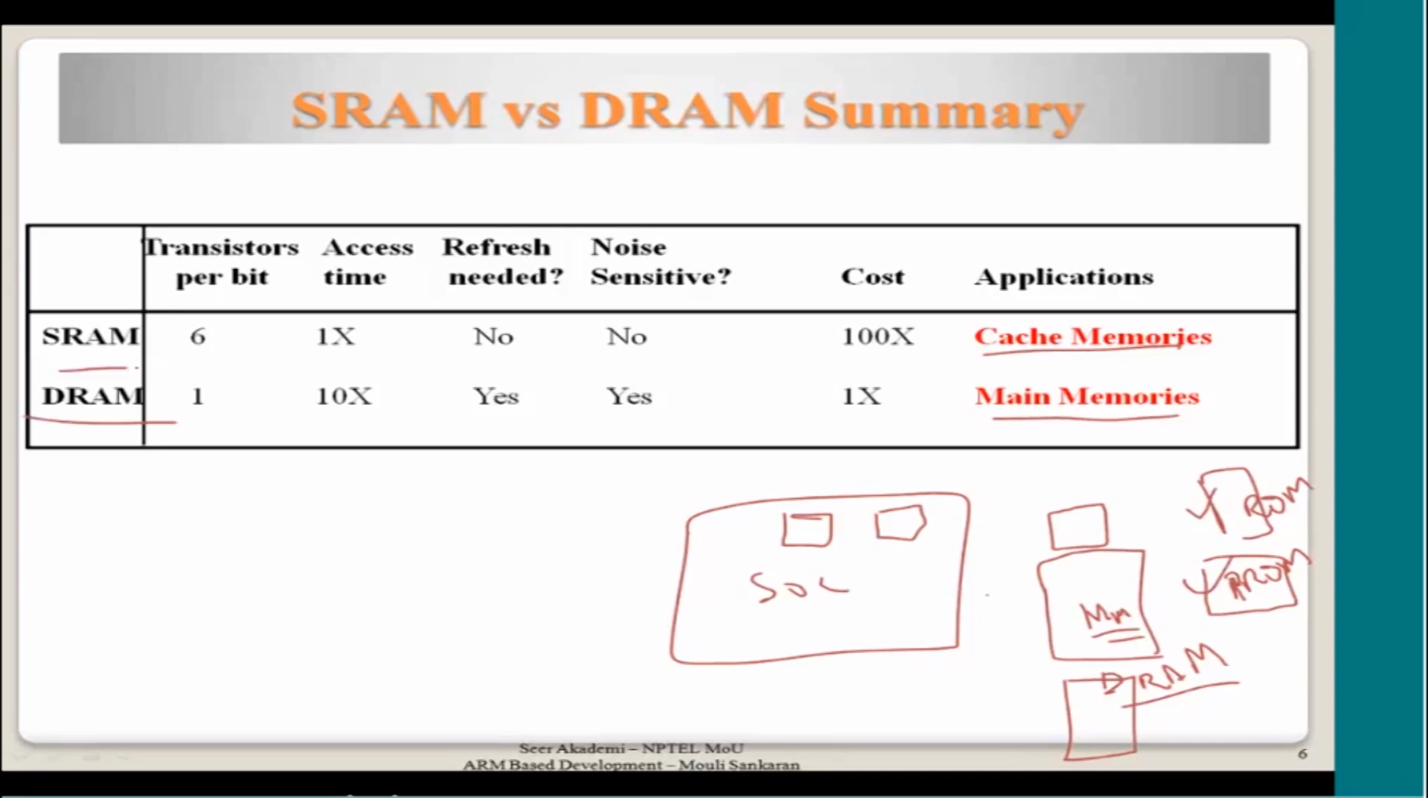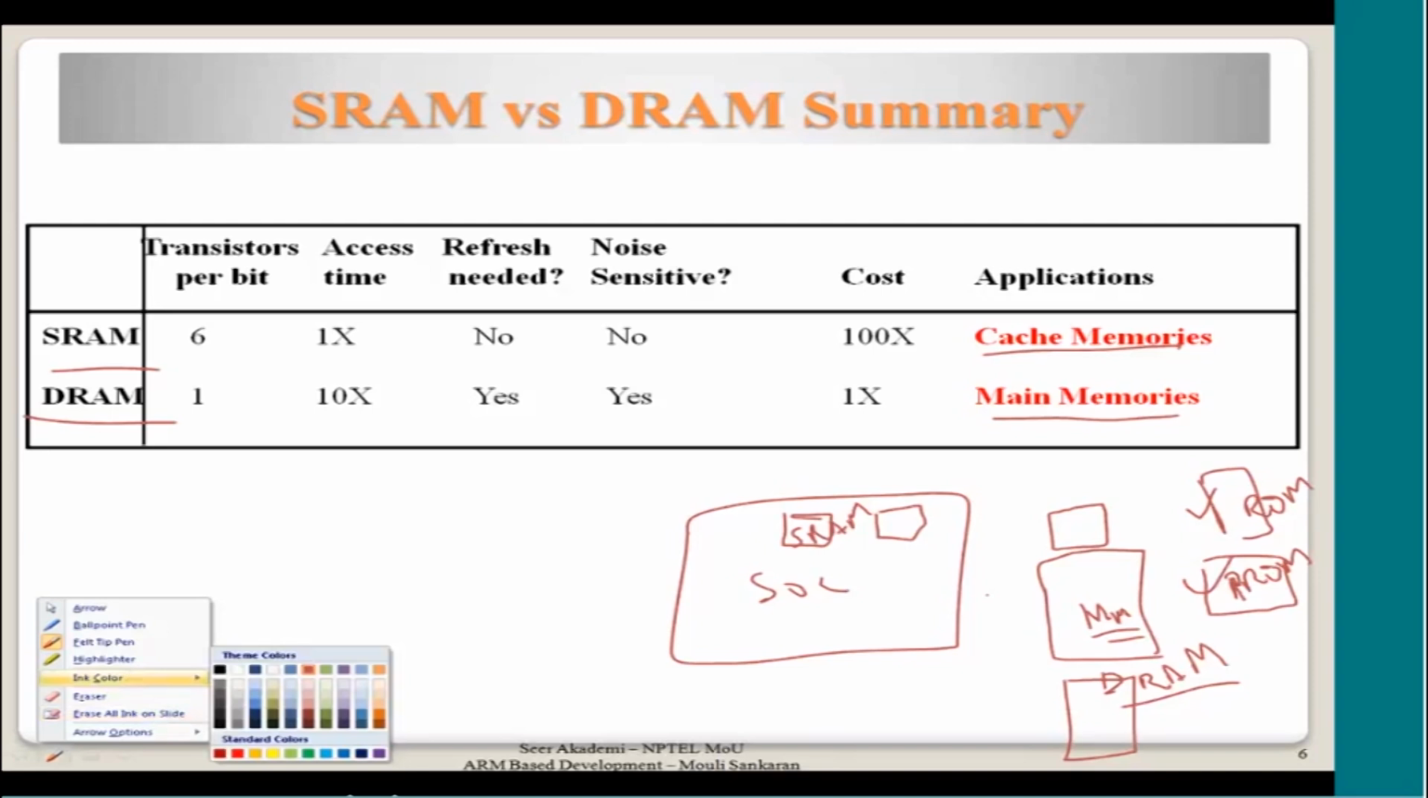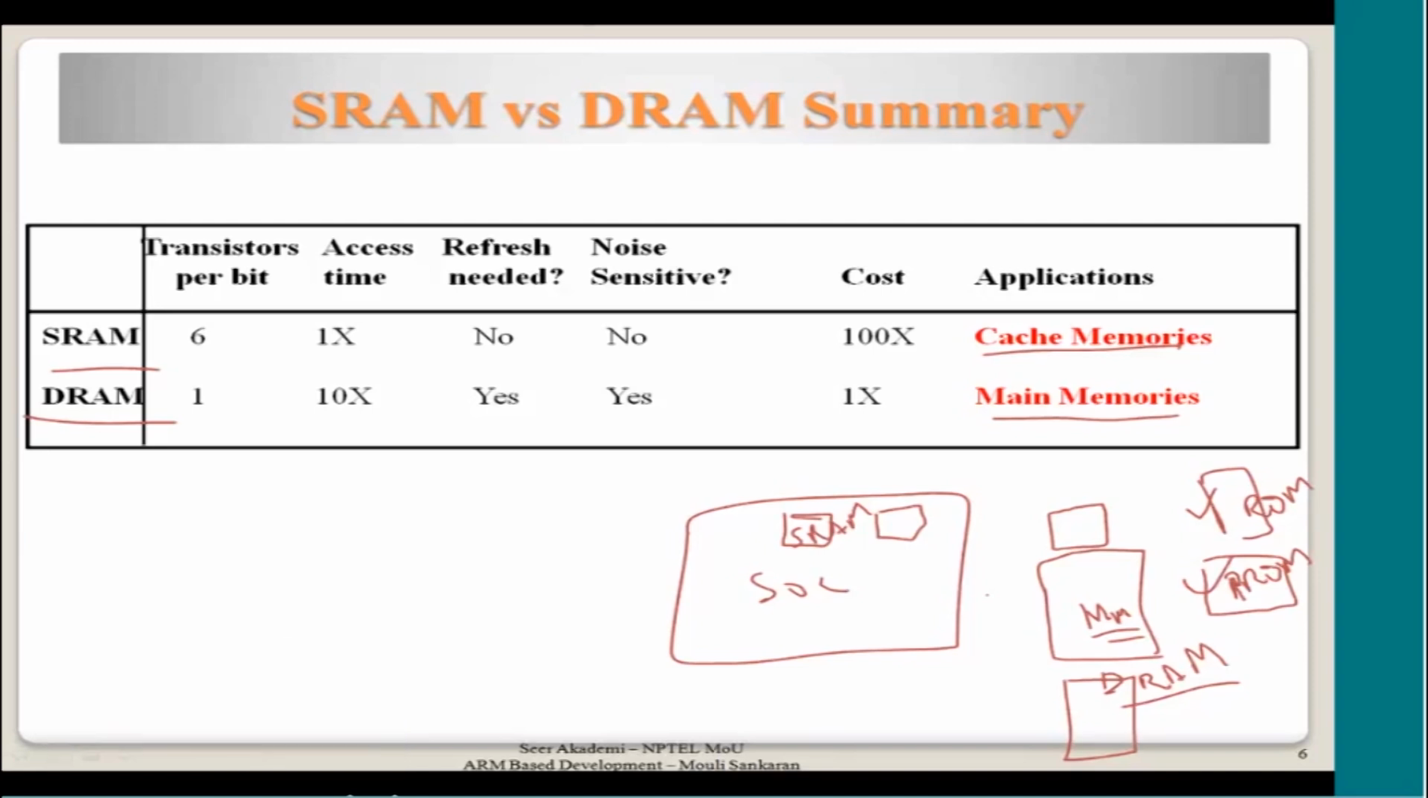So cache memories are implemented inside with SRAM technology, and main memories are implemented using DRAM technology. That is the typical arrangement. There are other technologies like flash, and along with the main memory there may be some other memories too. But typically these are the two technologies that are used.